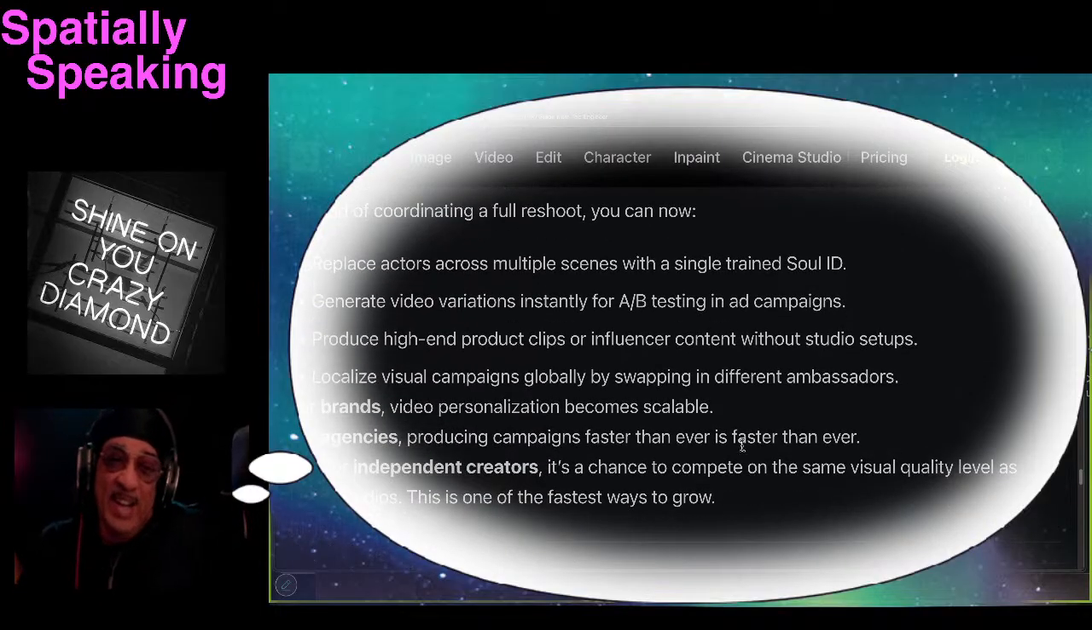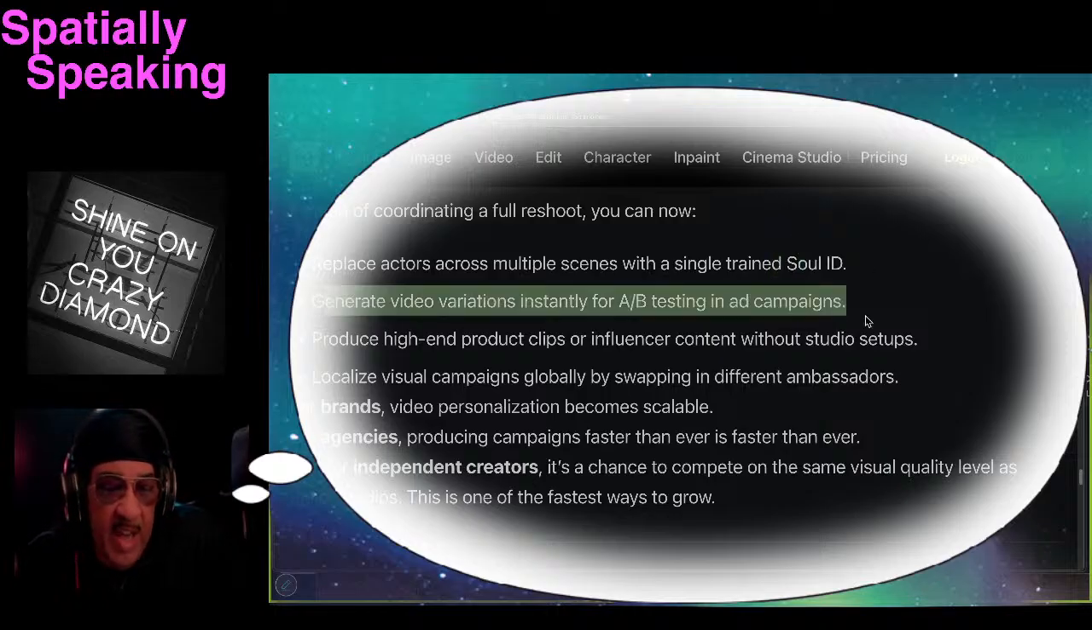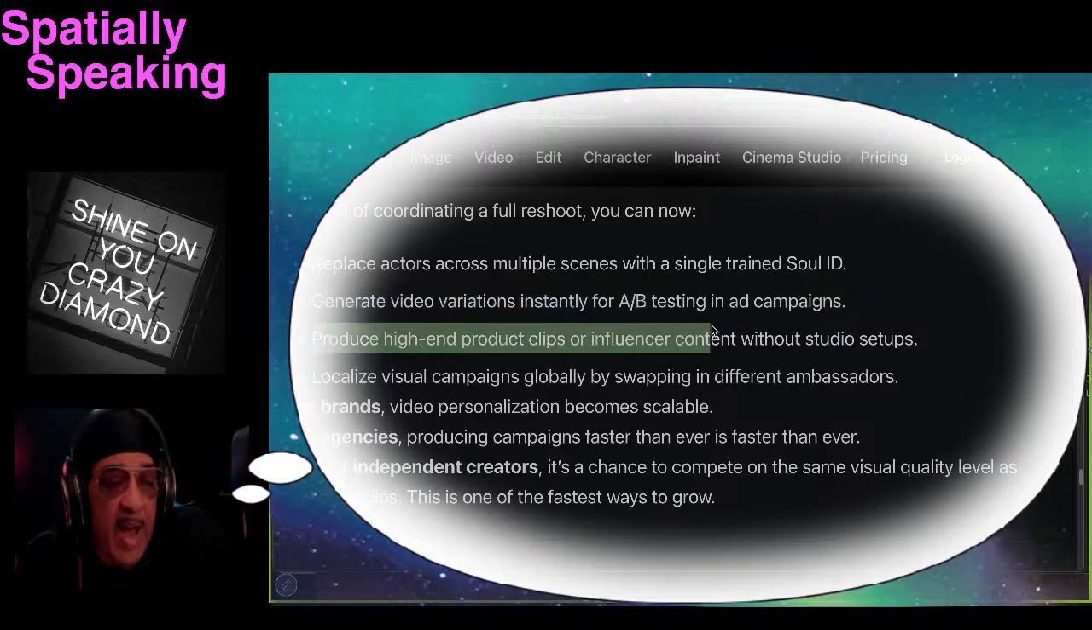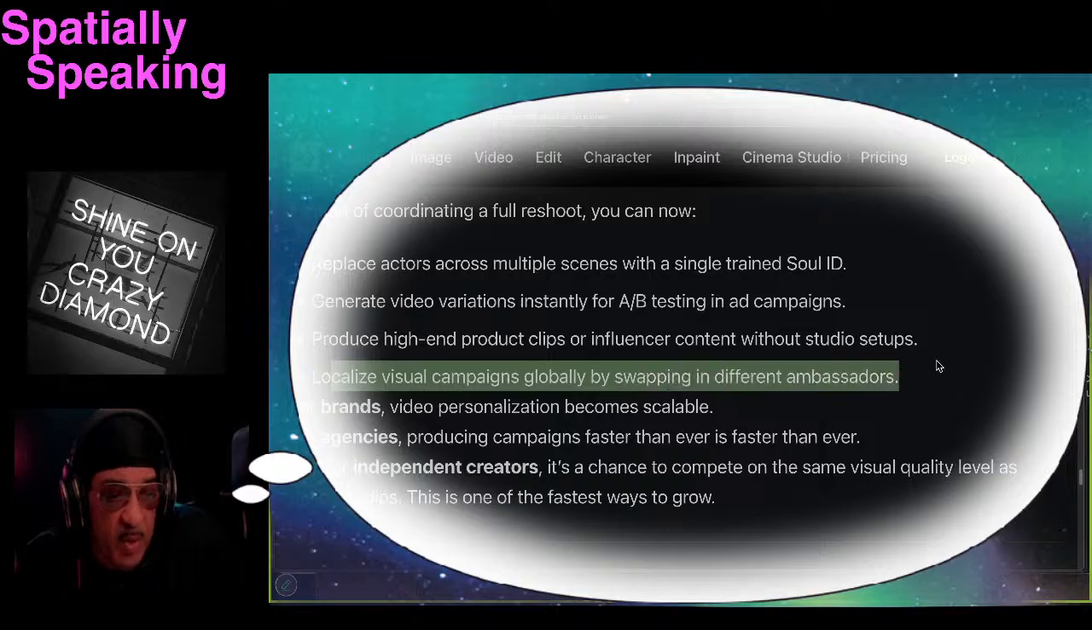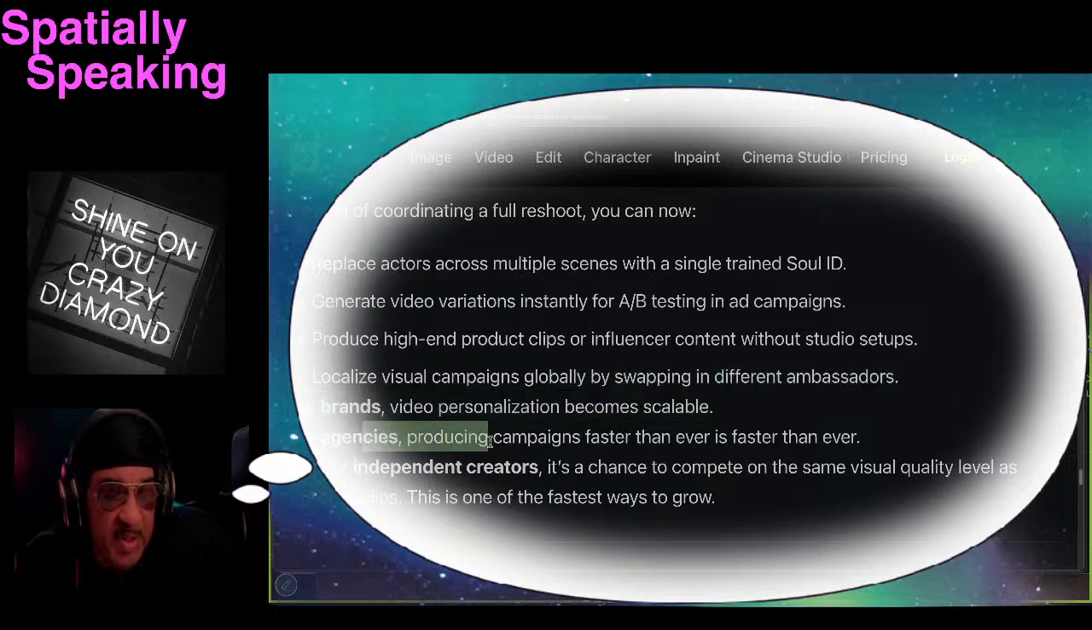Instead of coordinating a full reshoot, you can now replace actors across multiple scenes with a single trained Soul ID. That's the character. Generate video variations instantly for A/B testing and ad campaigns. Produce high-end product clips or influencer content without studio setups. Localize visual campaigns globally by swapping in different ambassadors. For brands, video personalization becomes scalable. For agencies, producing campaigns is faster than ever.